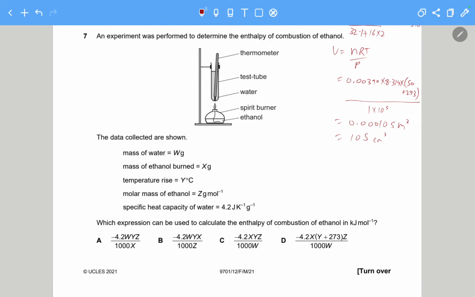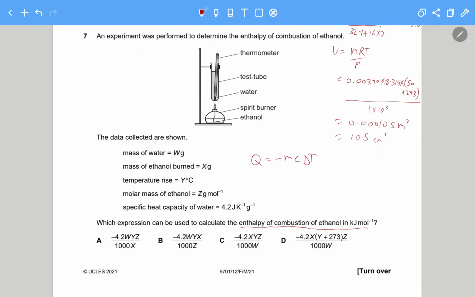Then question 7. An experiment was performed to determine the enthalpy of combustion of ethanol. And they've given a diagram which we don't need, I think, but always good to know what's happening. The data collected are shown. So they've given you the mass of water, mass of ethanol burned, temperature rise, molar mass of ethanol, specific heat capacity of water. So these are the values that are given to you. Which expression can be used to calculate the enthalpy of combustion of ethanol in kilojoule per mole? So remember, Q is equal to minus mc delta T, where m is the mass of water. Remember, it's the temperature of water that is rising.